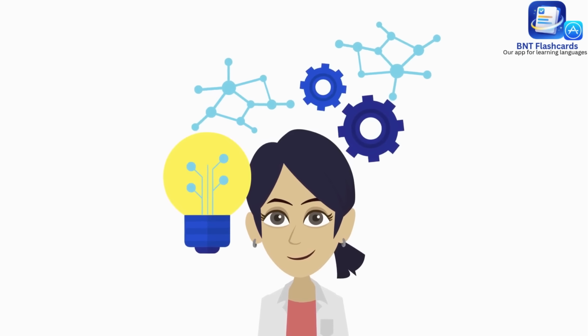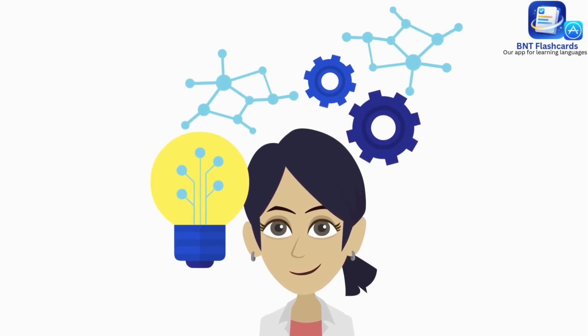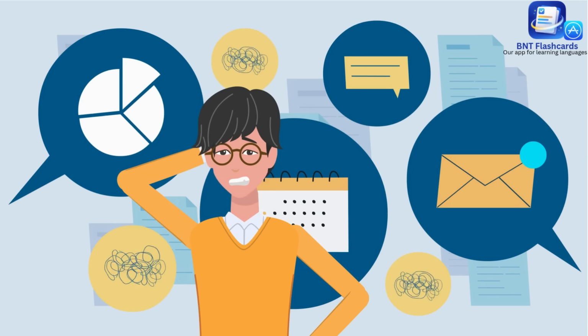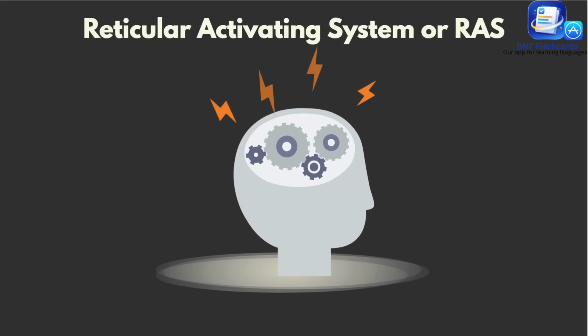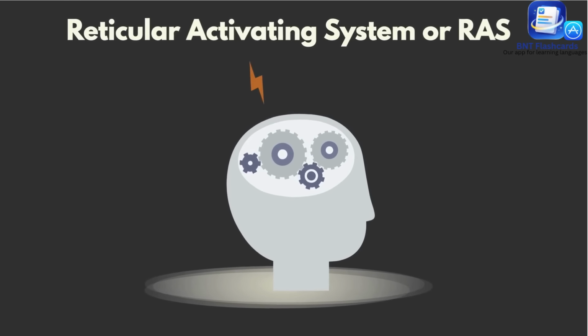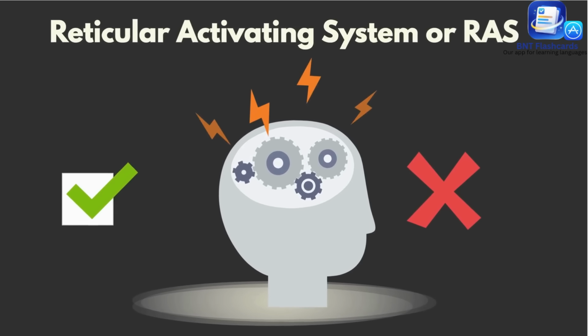Every second, our brain receives a massive amount of information from the world around us. If we tried to process all of it, we would feel overwhelmed. This is where the reticular activating system, or RAS, plays a powerful role. It quietly decides what deserves our attention and what does not.